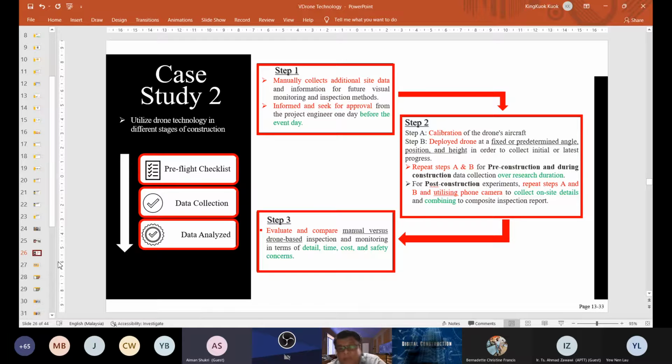Then all this we need to repeat during the pre-construction stage, during the construction stage, and also after the construction stage. Since we are going to compare the data with the physical monitoring, if possible we also capture the data on site using our handphone or smartphone. And step 3 is to compare both sets of data that we gain, captured using physical monitoring and using the drone technology.